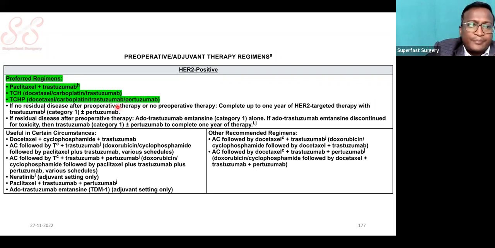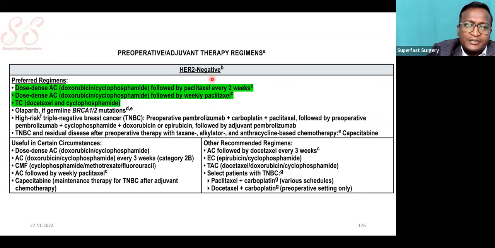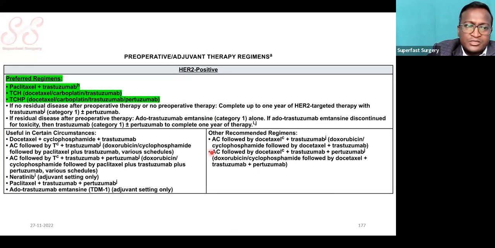So just understand that the regimen for HER2 negative is AC followed by T, and for HER2 positive, it is paclitaxel plus Herceptin. If possible, we can give TCHP and TCH regimen.